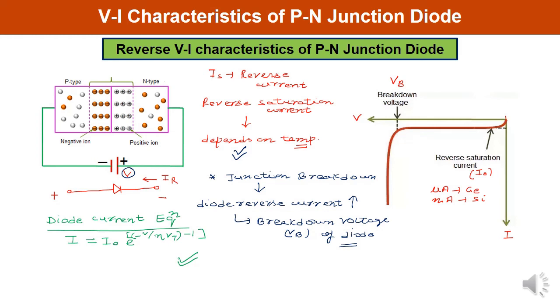And all these terms I have already explained to you. What is I? I is the diode current. I naught is the diode reverse saturation current at room temperature. V is the external voltage applied across the diode, and eta is a constant. Its value is 1 for germanium and 2 for silicon. At the same time, Vt is the volt equivalent of the temperature.